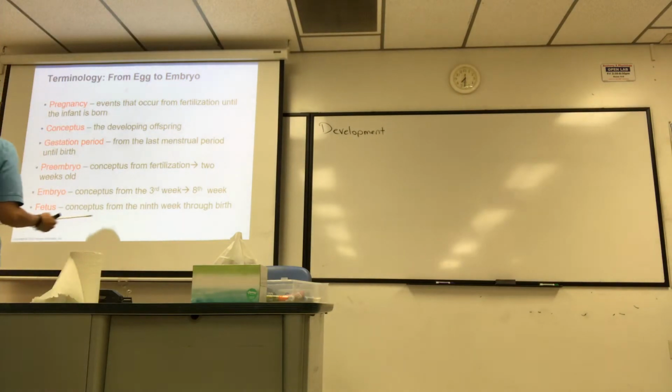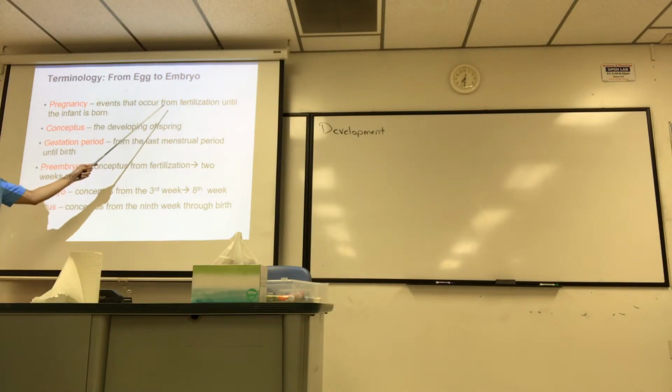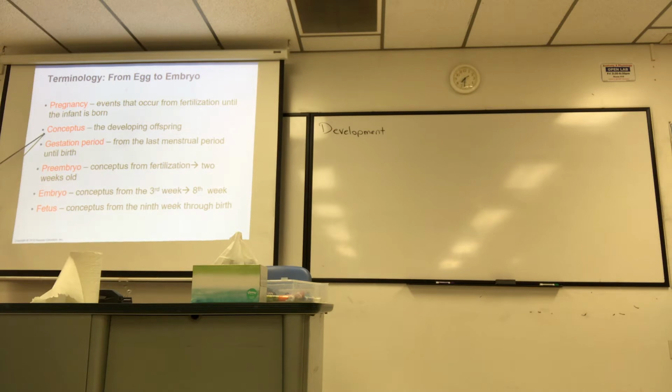We're going to spend a lot of time talking about things that happen before fertilization, too. Conceptus means the developing offspring, you know, the fertilized egg, the embryo. Gestation period, that's from the last menstrual period until birth. However, of course, at the last menstrual period, you weren't actually pregnant. That happened 2 weeks later, as I had mentioned before.